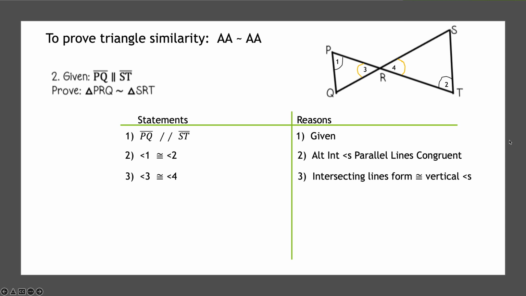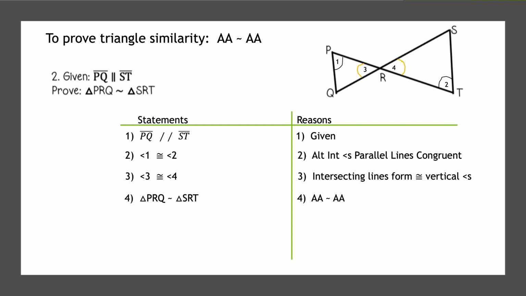So step 4, triangle PRQ is similar to triangle SRT by AA is similar to AA. So that's a quick similarity proof. We'll do another one in our next lesson. We'll do another one in the lesson after that.